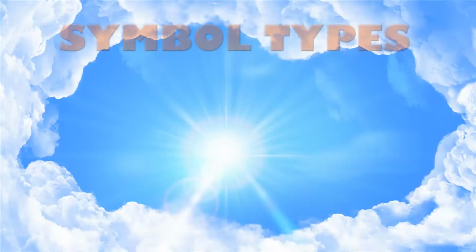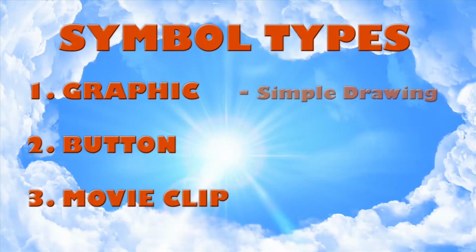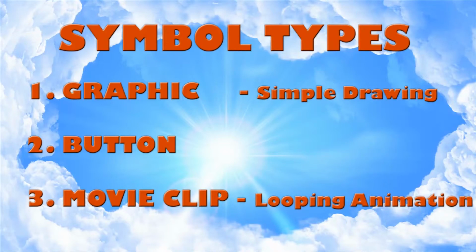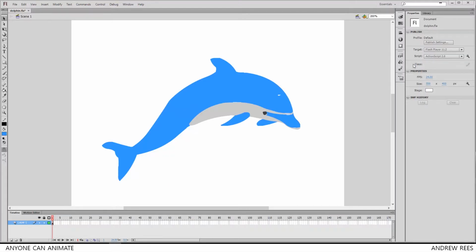Now let's talk about the types of symbols. We have graphic, button, and movie clip. Graphic is just a simple drawing. Movie clip will have animation inside. And button is an interactive button that we can use to navigate through our interface or to have any kind of interaction between the user and the application. In this lecture, we'll learn about movie clip symbol and graphic symbol, and we'll push button symbol to another lecture because it is more related to interactivity.